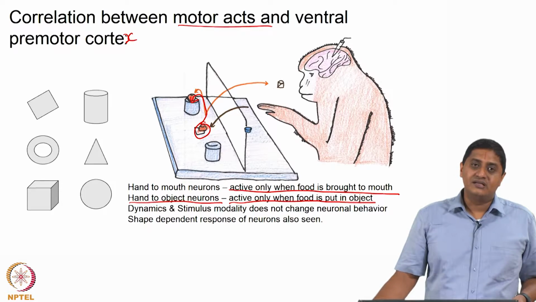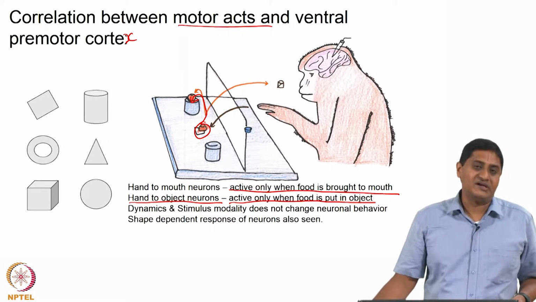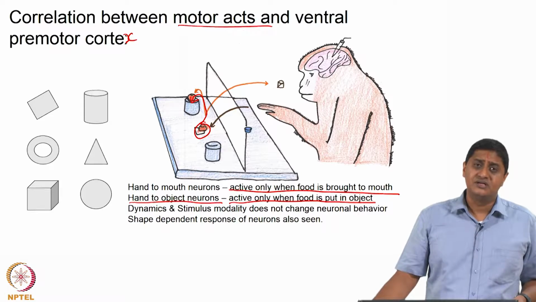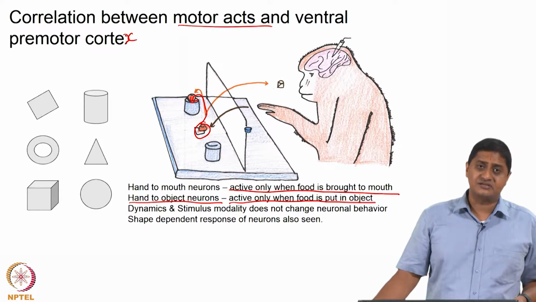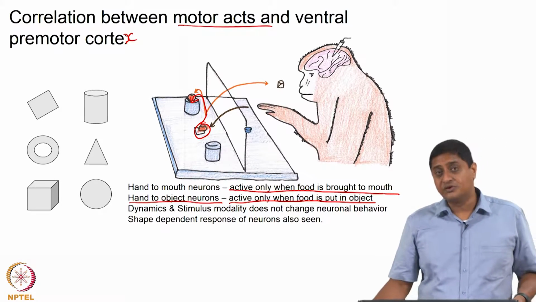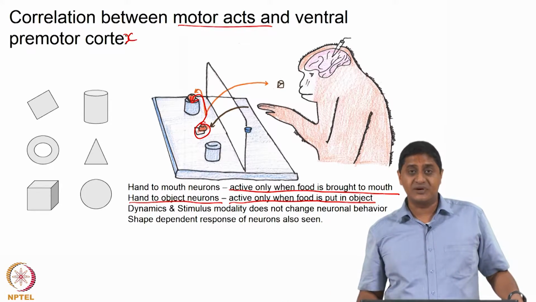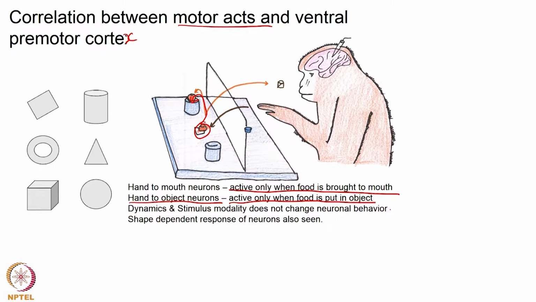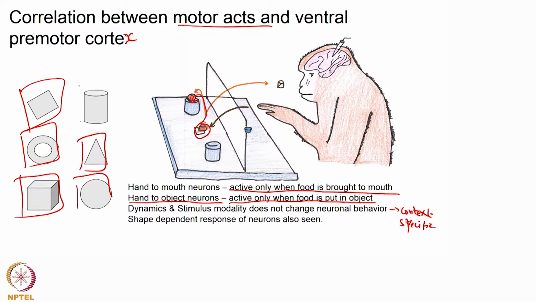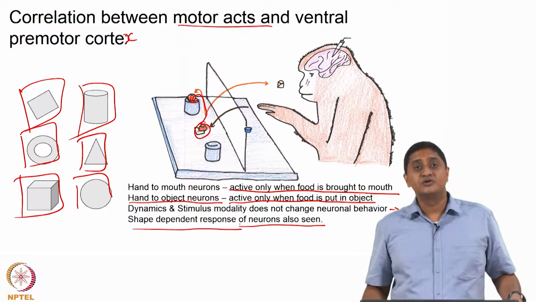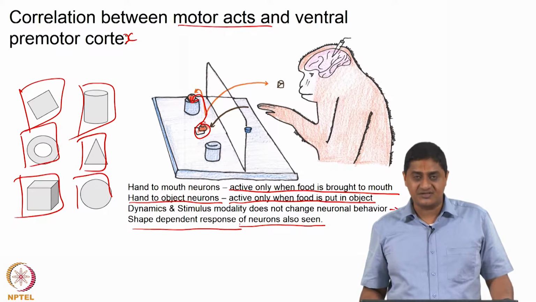So, dynamics and stimulus modality do not change the behavior of these neurons. Essentially, it is not the kinetics or kinematics of the movement that dictate their activity. These neurons are active depending on the context, whether the object has to be moved to the mouth or to a different destination. Depending on that, different neurons are active. So, this is context specific. Also note that you can have different 3D objects, different shapes. It has been shown that different sets of neurons are responsive depending on which particular shape is being shown. So, shape dependent response of specific groups of neurons has also been demonstrated.